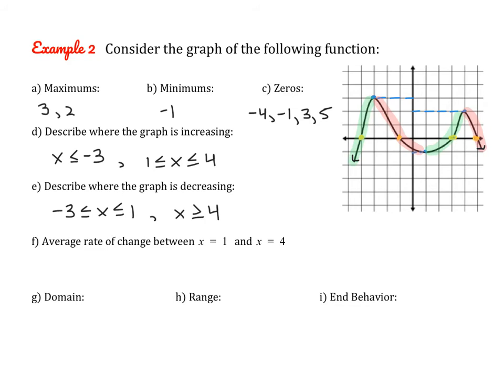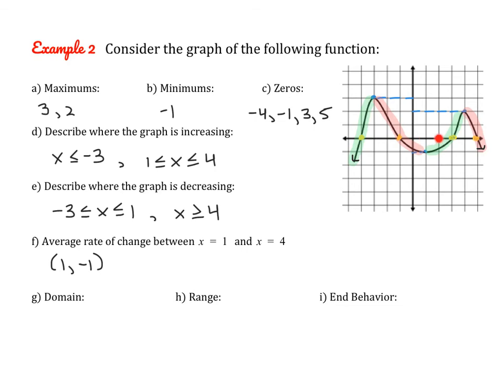Okay, now let's see if we can find an average rate of change. We need to find the average rate of change between x equals 1 and x equals 4. Let's see if we can find those two coordinates first. When x equals 1, our y value is -1. So we have (1, -1).